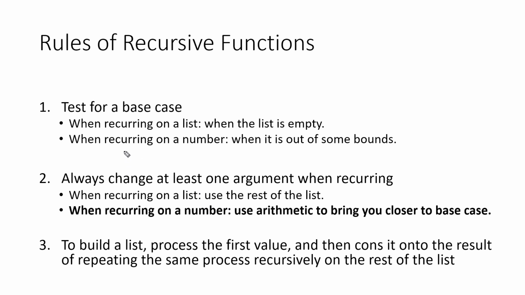And when we're recurring with numbers, we test generally whether some number is out of bounds. So if we're testing with a number parameter that's the value we're recurring on, we would use some bounds case, like maybe is the number still greater than 0 or is the number less than 10, whatever our bounds is. And then when we're making those recursive function calls, we are using some arithmetic on that particular parameter to bring us closer to the base case, right?